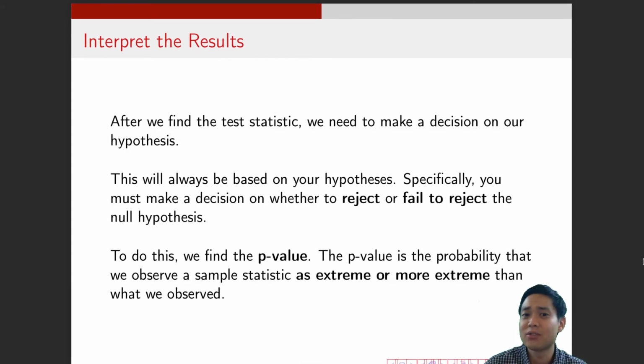All right, and now after this, you have to make your decision. Again, this is always based on our hypotheses. You need to either reject or fail to reject the null hypothesis. A lot of times what we do is find the p-value, the exact probability that we observe a sample statistic as extreme or more extreme than what we observed. In our case, we won't necessarily have to find that exact p-value because we're going to be using simulations to test this. But this is the concept we're trying to get at: how likely is it that we observe that sample statistic if the null hypothesis were true.